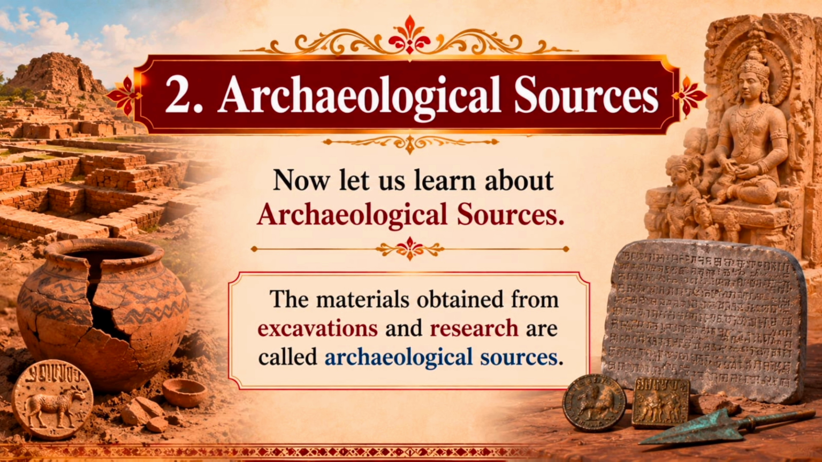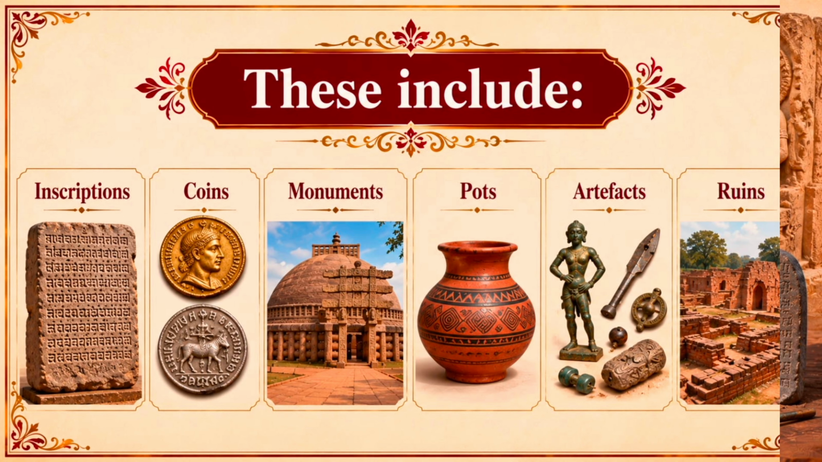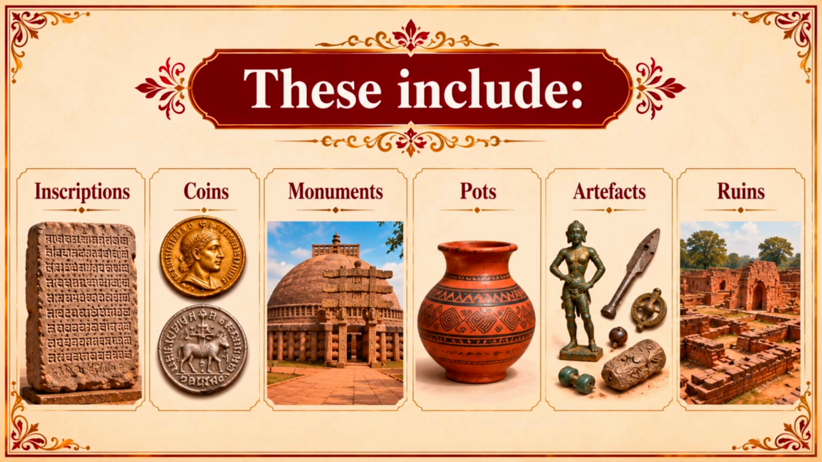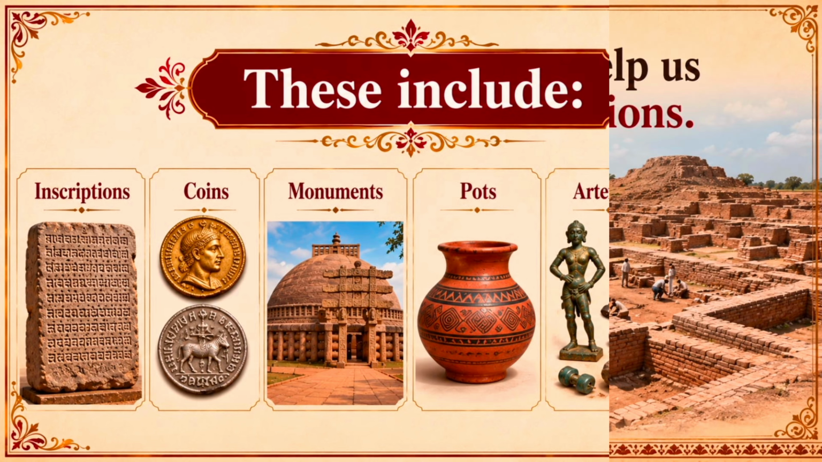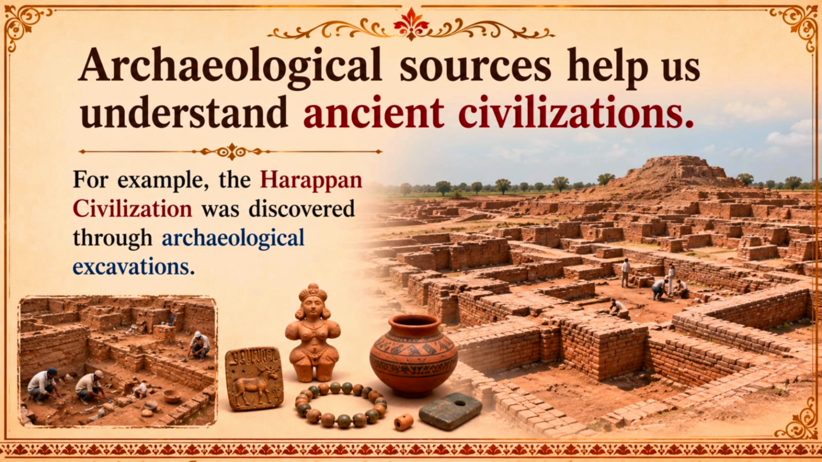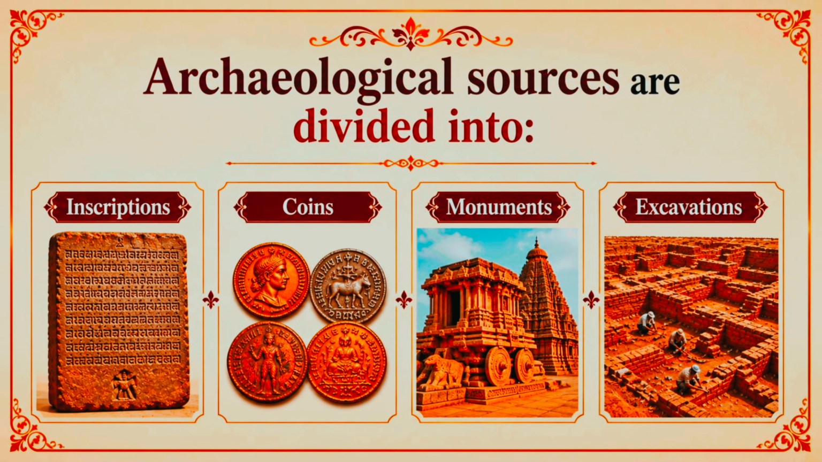Archaeological sources. Now let us learn about archaeological sources. The materials obtained from excavations and research are called archaeological sources. These include inscriptions, coins, monuments, pots, artifacts, ruins. Archaeological sources help us understand ancient civilizations. For example, the Harappan civilization was discovered through archaeological excavations. Archaeological sources are divided into inscriptions, coins, monuments, and excavations.